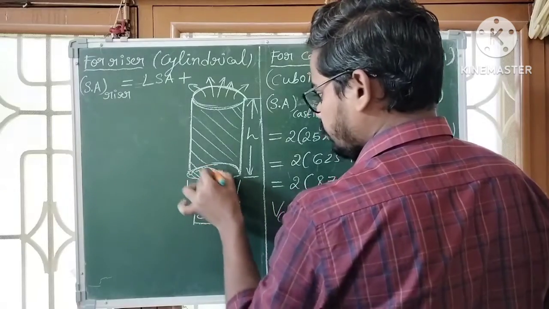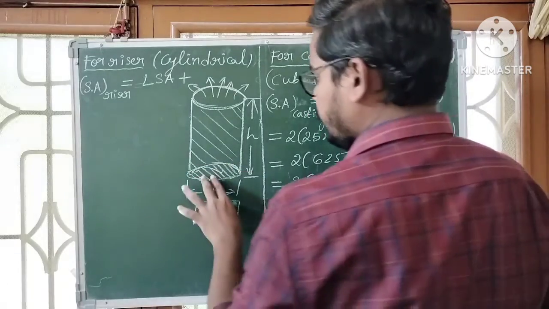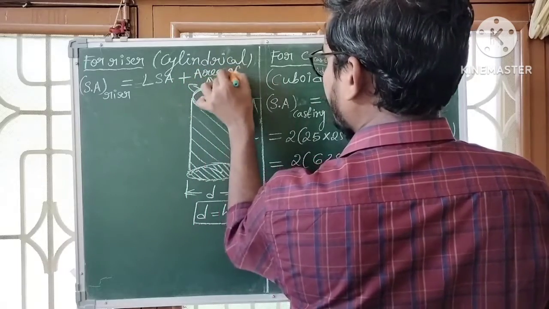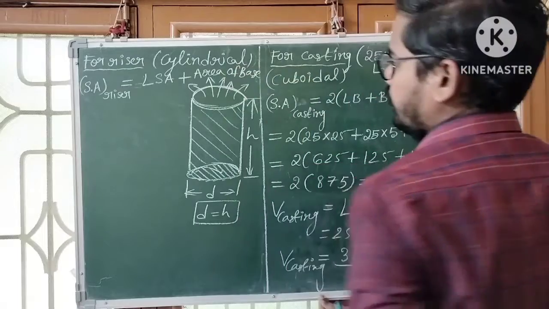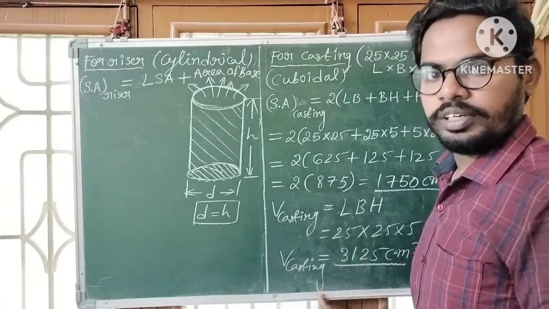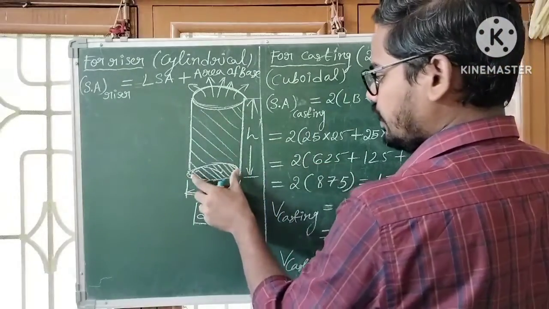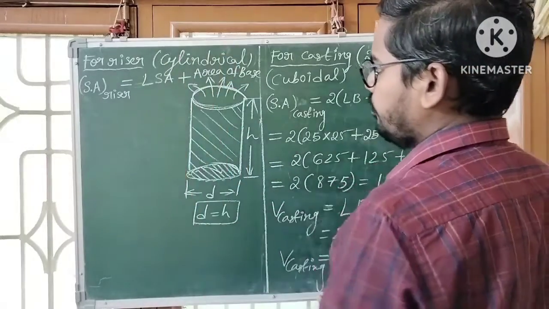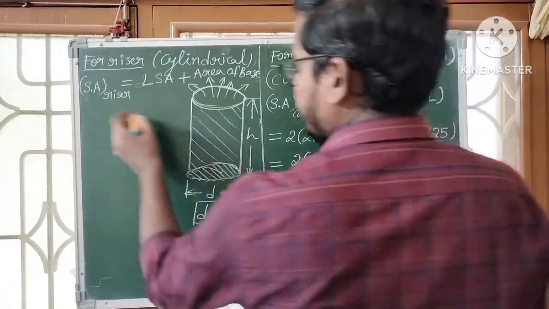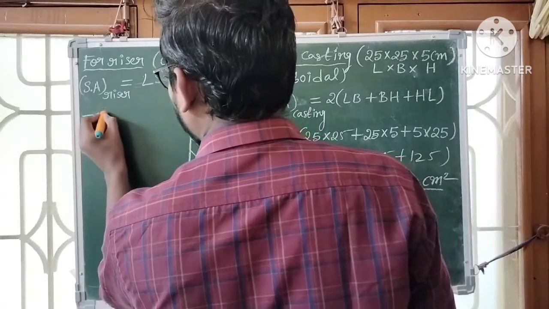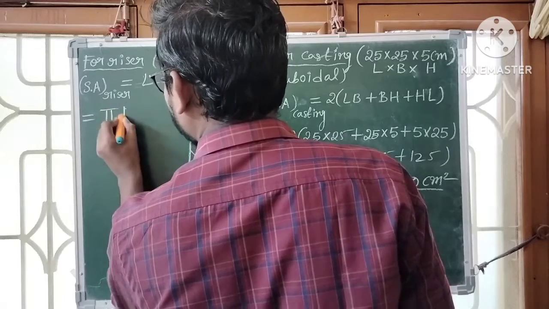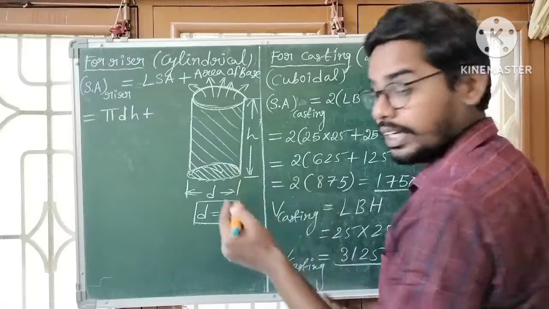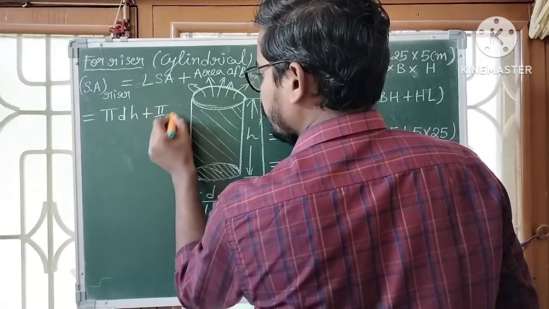So this is closed. So we only consider area of one base. We do not consider area of two bases. We consider area of one single base. Okay? So other base, the top face, is open to atmosphere. So anyhow, lateral surface area of cylinder is pi d h plus area of base. So base of cylinder is circle. Area of circle formula is pi by 4 into d square.